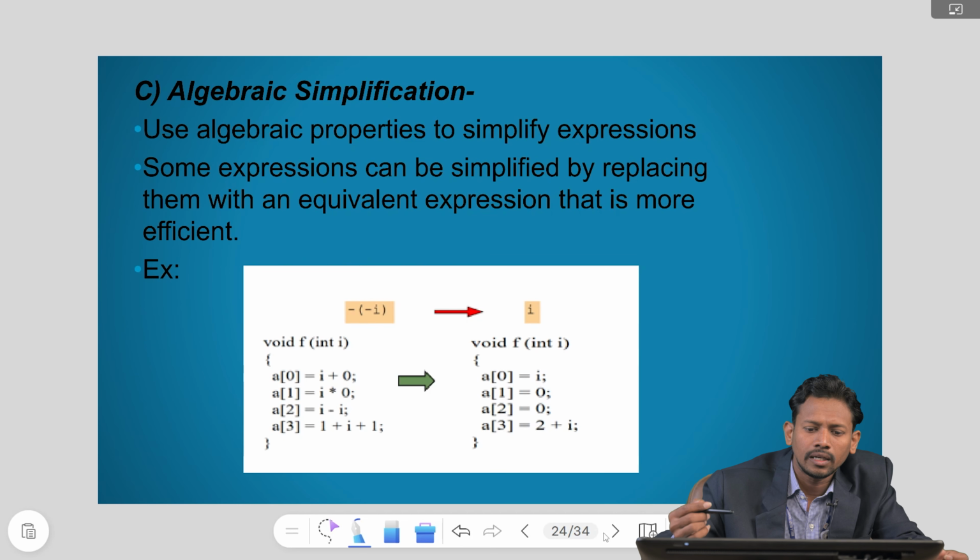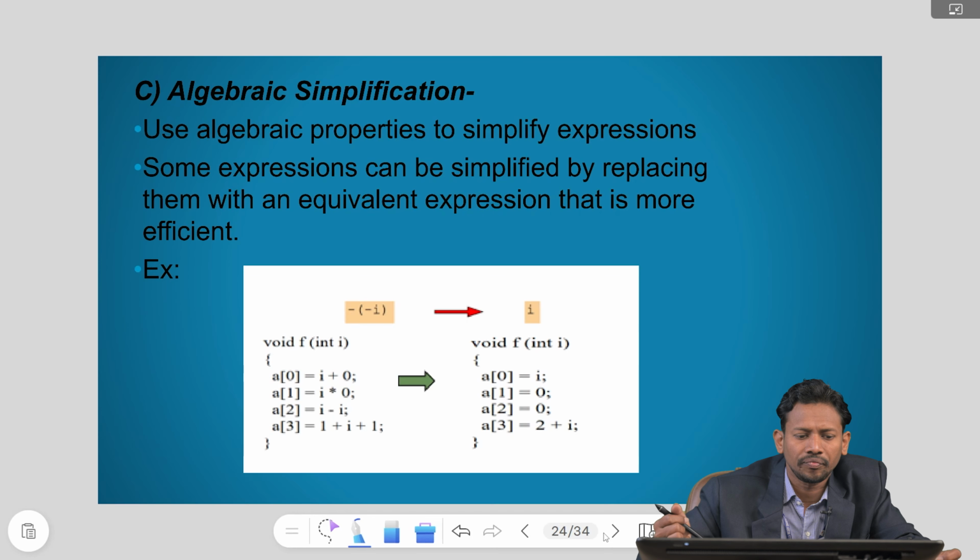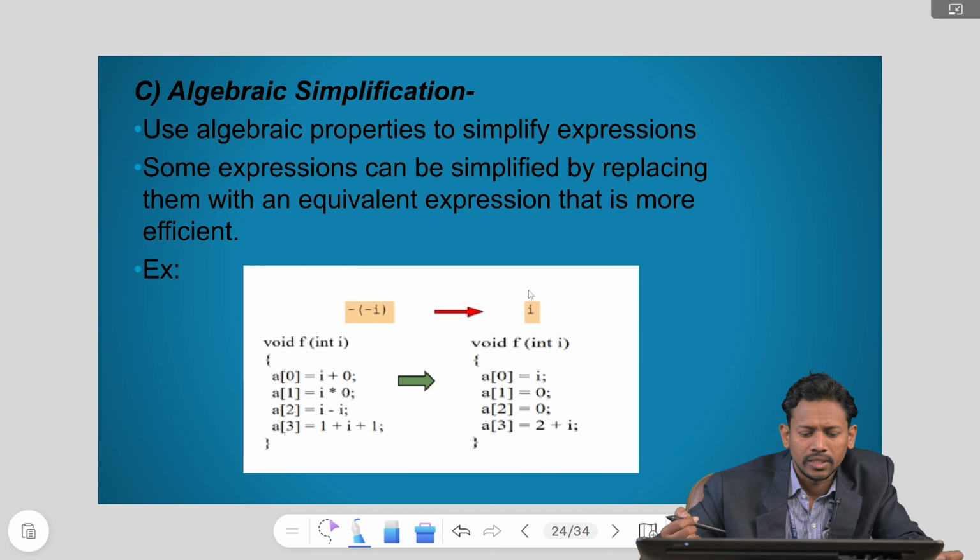The next technique used in code optimization is algebraic simplification. For example, minus of minus I is replaced with positive I. It tries to reduce the algebraic expressions. If you observe the source code here, void f with the argument integer I contains four instructions: A[0] equals I plus 0, A[1] equals I into 0, A[2] equals I minus I, A[3] equals 1 plus I plus 1.